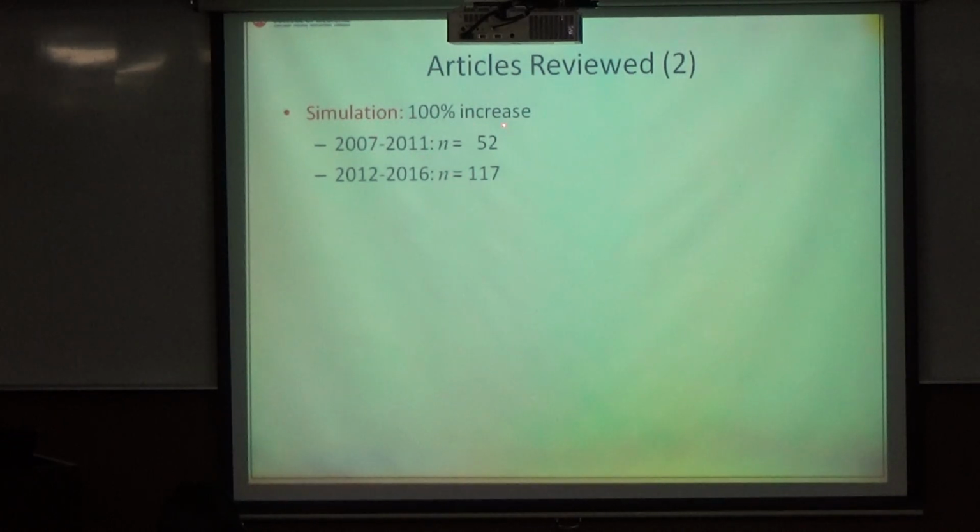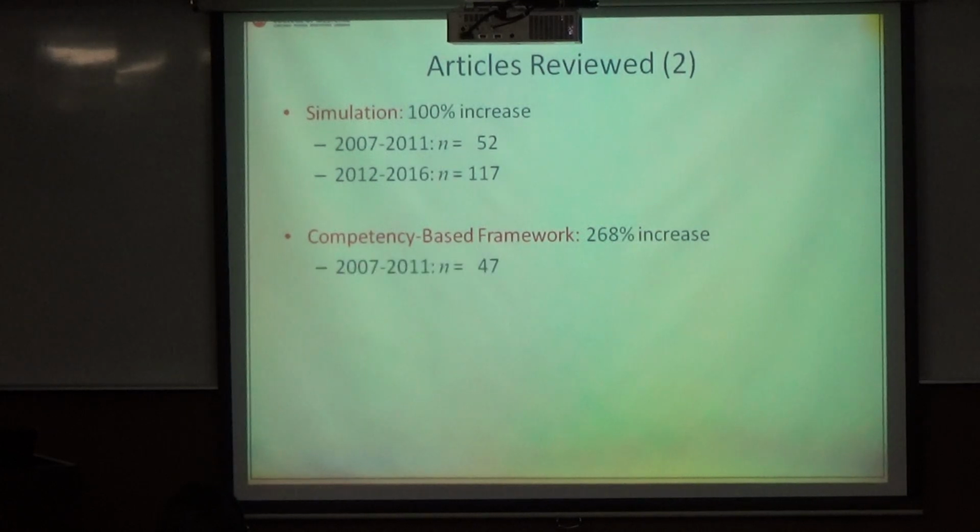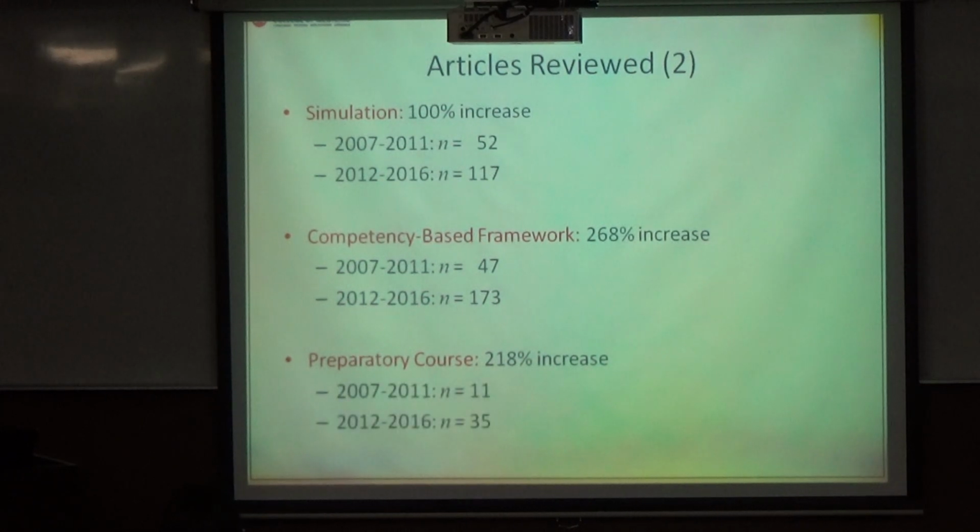So there was a 100% increase in simulation-based papers, and then papers that looked at a competency-based framework, again just looking at fourth year only. If it had second, third, and fourth year, it was also excluded. So this is only looking at fourth year. There was more than a 200% increase in these articles. And then for preparatory courses like boot camp, internship readiness curriculum, things like that, there was again a large increase.